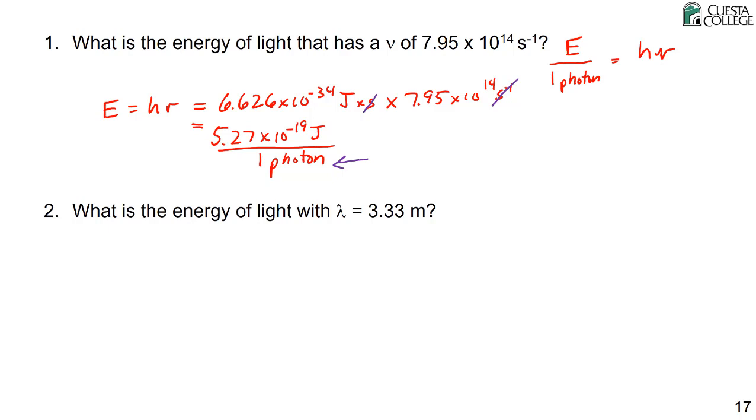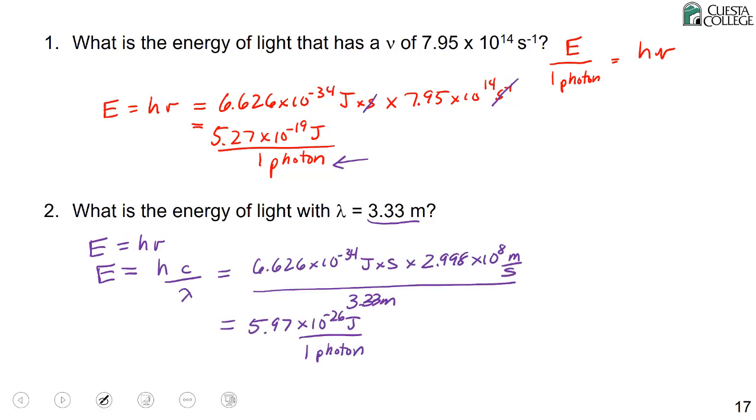The second problem is a little more challenging because we don't know the frequency, but we do know the wavelength. We know from before that E equals h nu, and that frequency is equal to c over lambda. So this can transform to E equals h times c over lambda. Adding in Planck's constant, the speed of light in meters per second, and the wavelength in meters, the units of seconds reduce to 1 and cancel out, and the units of meters reduce to 1 and cancel out, leaving the answer in joules per photon.